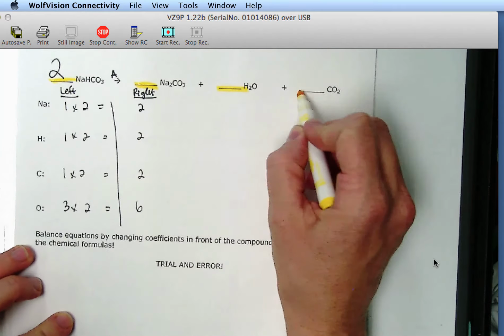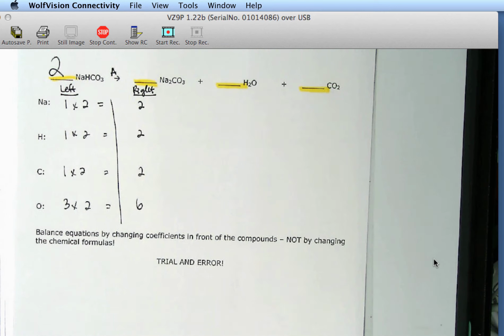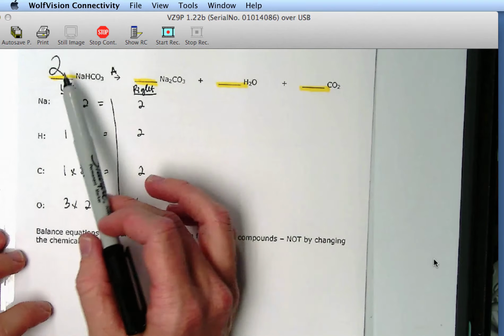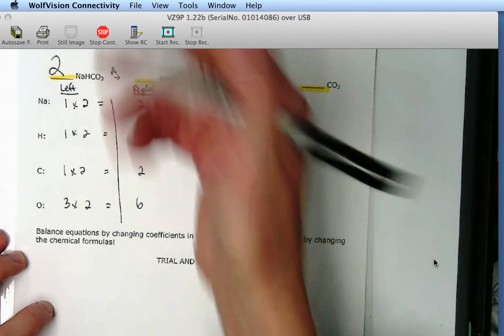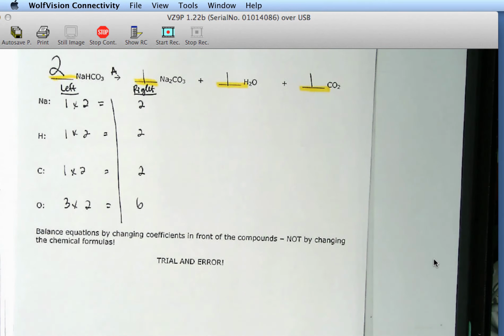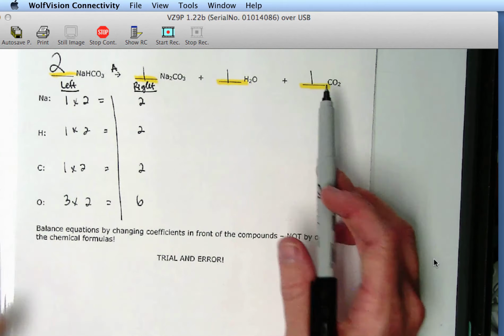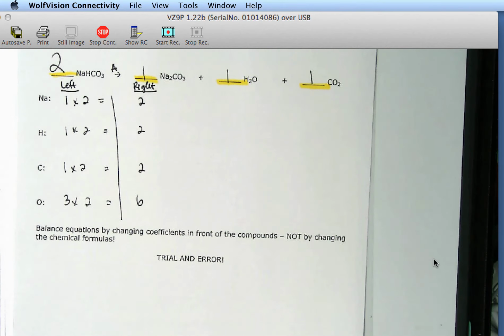Now, sodium carbonate, water, and carbon dioxide are already balanced. You can leave the coefficients blank, or you can put a 1. If I was reading the answers to you, I'd say from left to right, the coefficients are 2, 1, 1, 1. Or you can leave them blank. What you absolutely do not want to do is put a 0 in front of sodium carbonate, water, or carbon dioxide, because that means they're not in the reaction anymore. Anytime you multiply something by 0, what do you get? 0. So then your equation would be balanced again.